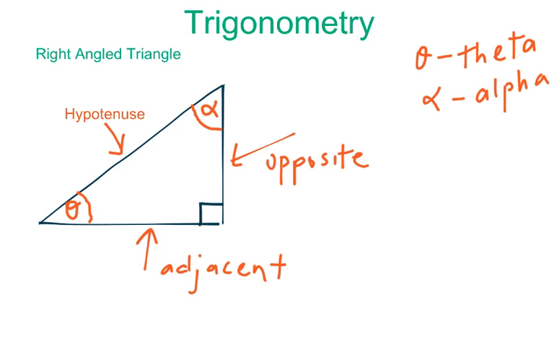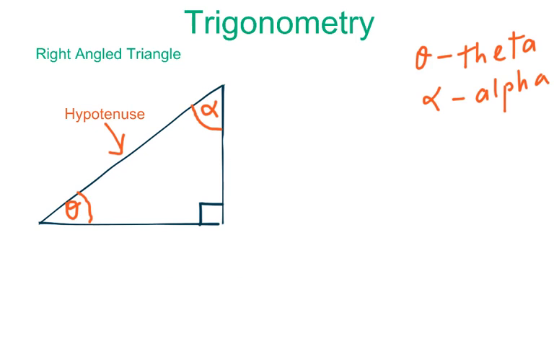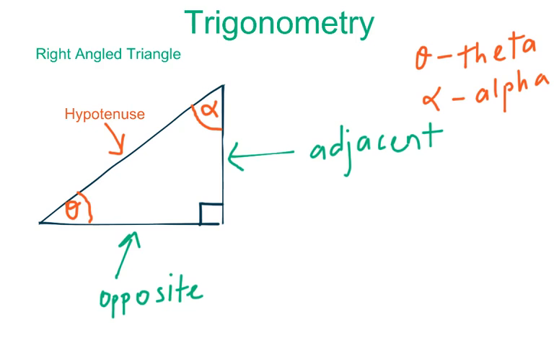If we're looking at our angle alpha, however, the side that is opposite alpha is going to be this side. And the side that's next to alpha but isn't the hypotenuse is going to be this side, and this will be our adjacent side. So our hypotenuse side is always fixed. The hypotenuse is always the longest side of our triangle. Opposite and adjacent sides depend on which angle we're talking about. So that changes based on whether the angle is theta or alpha.